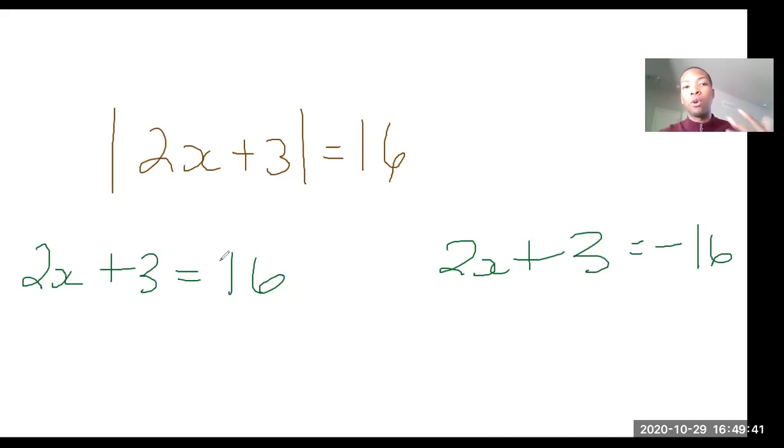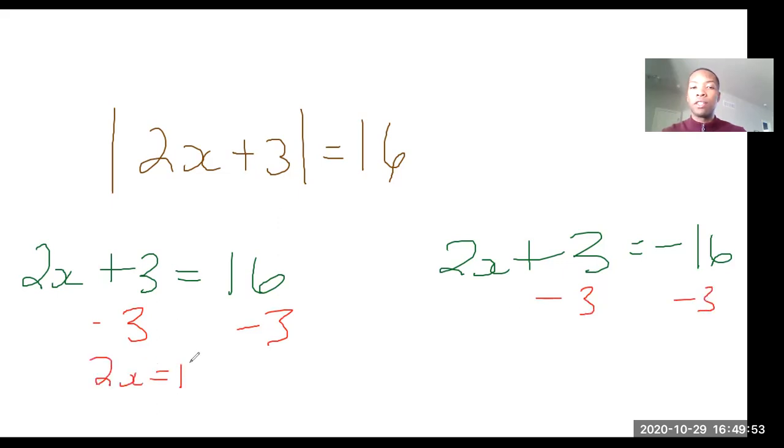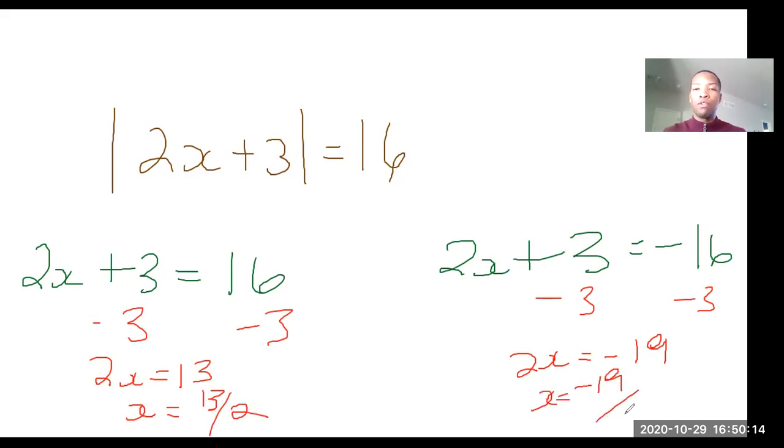Now I solve like I normally solve equations. I do the additive inverse first, and then I do the multiplicative inverse. So I minus 3 on both sides for both equations. So 2x is equal to 13 on that side, and then on this side, 2x is equal to -19. I do the multiplicative inverse now, so x is equal to 13 divided by 2. And then on this side, x is equal to -19 over 2.